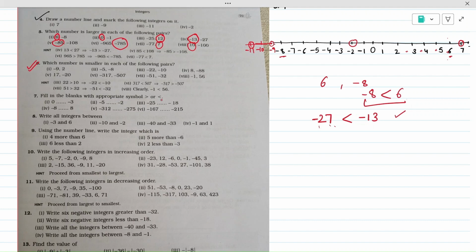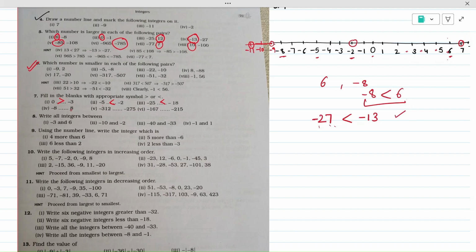Fill in the blanks with the appropriate symbol. 0 and minus 3. So kids, if we see this number line, 0 is on the right side of minus 3. 0 is greater. Minus 5 and minus 2, same, minus 2 is on the right side of minus 5. Also, we know that in the case of negative integers, the more we go toward the negative side, the lower will be its value. Okay, so minus 5 will always be less than minus 2. Here also same, minus 25 is less than minus 18.